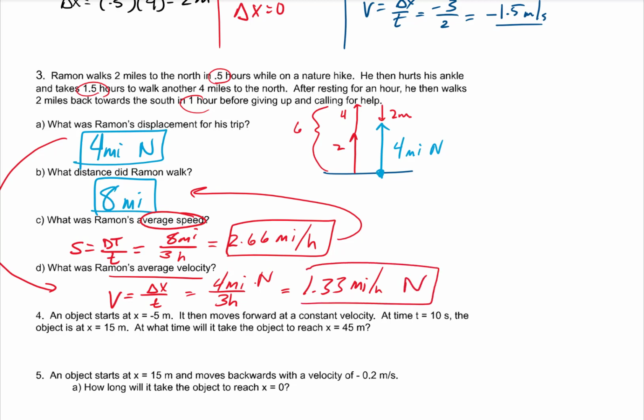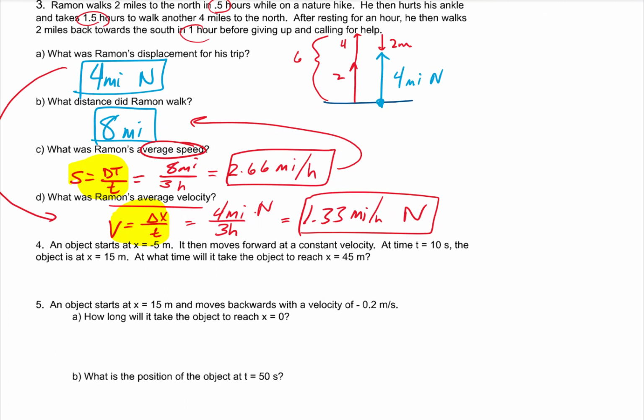That's our average velocity. So the things that we need to keep in mind from this are that average speed is distance traveled over time. Average velocity is displacement over time. And so we have to use those things to calculate it.